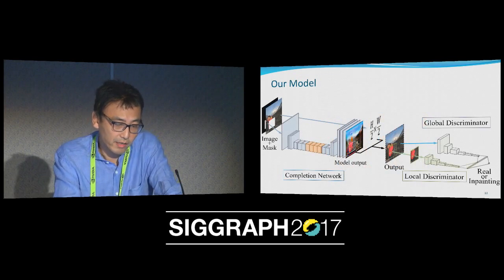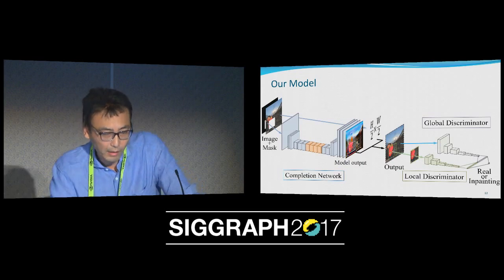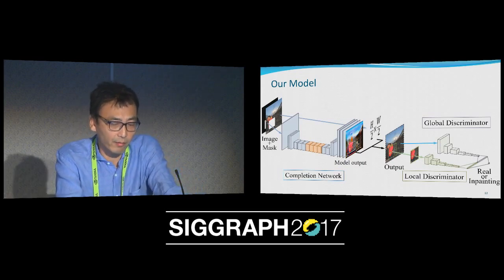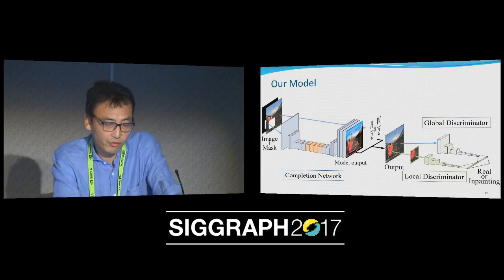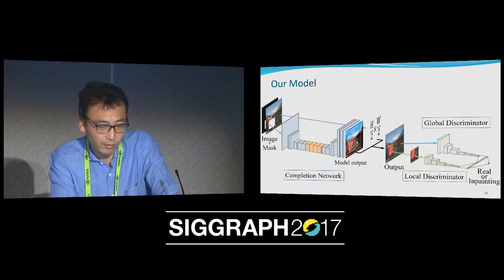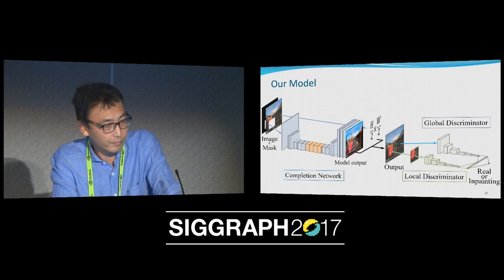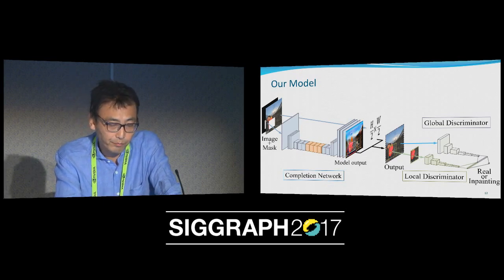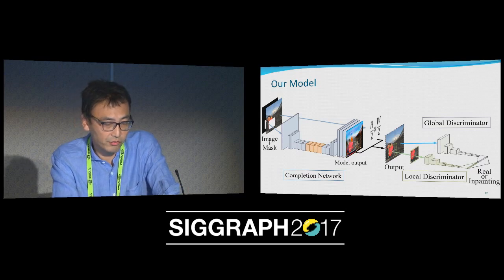Okay, this is an overview of our model. There are three networks in our method: a completion network, a global discriminator network, and a local discriminator network. We use only the completion network for image completion. The other parts, the discriminators, are used just in order to train the completion network when we train this network.